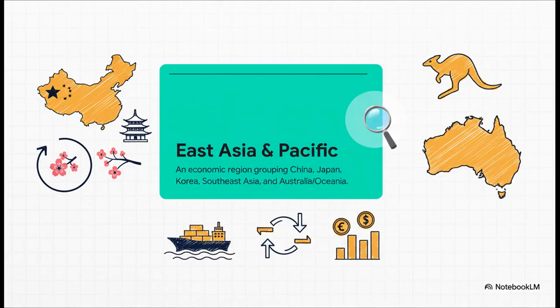And then things get really interesting. Sometimes it's not about culture or land. It's about money. The East Asia and Pacific region is a great example. You've got giants like China and Japan lumped in with Australia, a whole different continent. Why? It's all about trade. The Pacific Ocean is their shared economic highway.